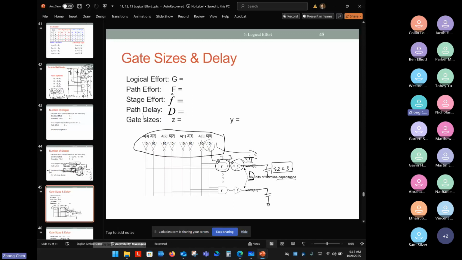So now it translates to a problem that we can solve. You know the number of stages, you know the input size, you know the output size. You don't know the size of the gates in the intermediate nodes. So we should be able to calculate the sizes of Y and Z so that you can achieve the best delay time. So how can we do that?